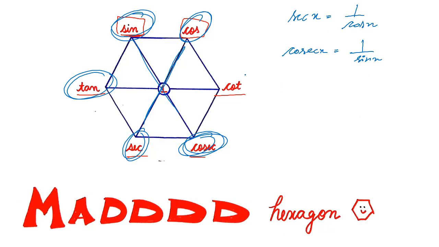Similarly, tan x is here, cot x is here. So they both are also lying diagonally opposite. So cot will be 1 by tan and tan will be 1 by cot. They both are also reciprocal of each other. So these formulas are very easy.